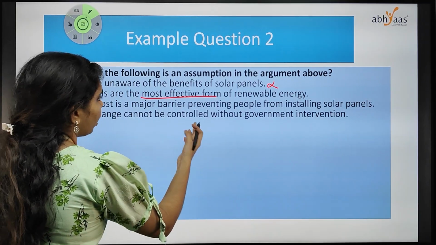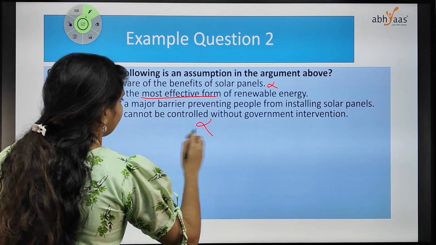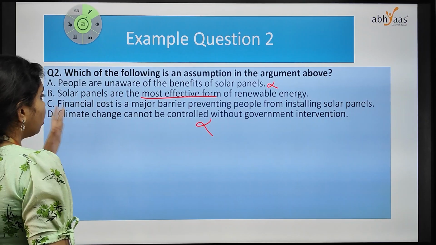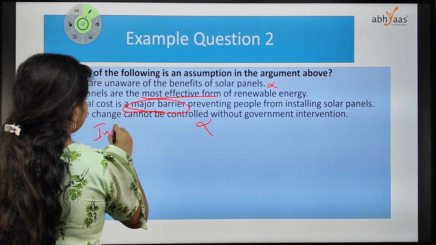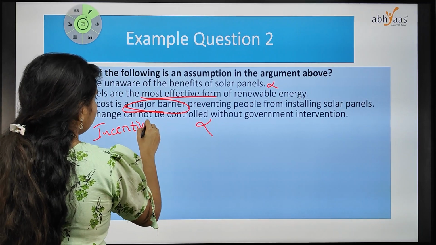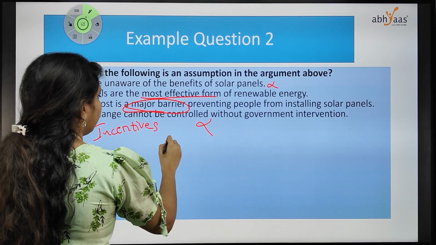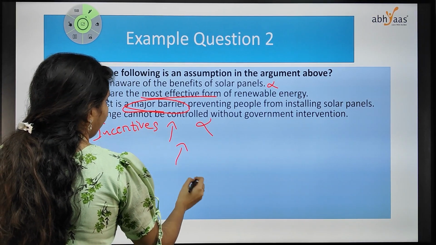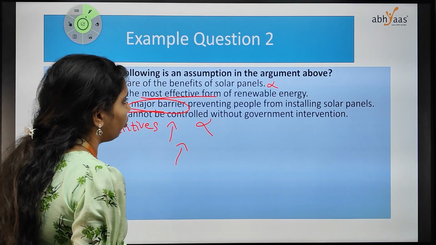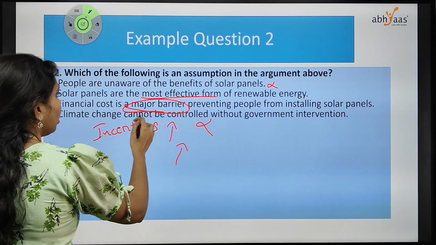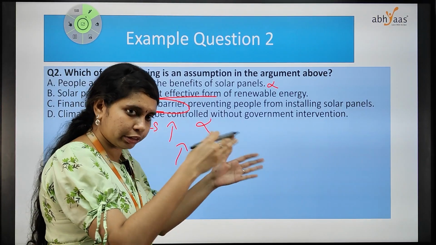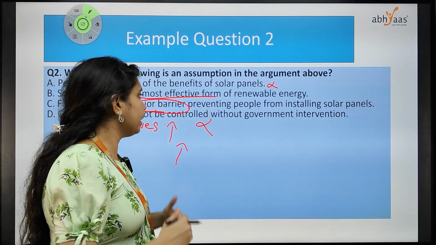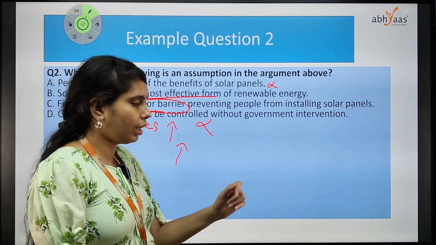Climate change cannot be controlled without government intervention. This is completely irrelevant. Financial cost is a major barrier. See, that is why he's talking about incentives, right? He says that if the government gives incentives, what happens? People will buy more solar panels, thereby producing more renewable energy. So yes, financial cost is a major barrier preventing people from installing solar panels. Because he assumes this, he is saying let's give them incentives, right?